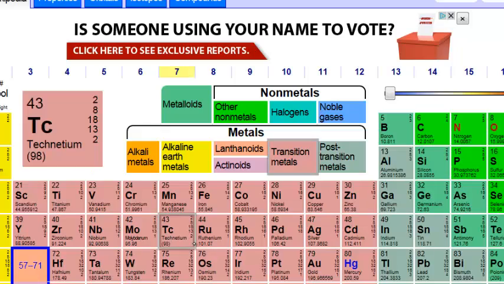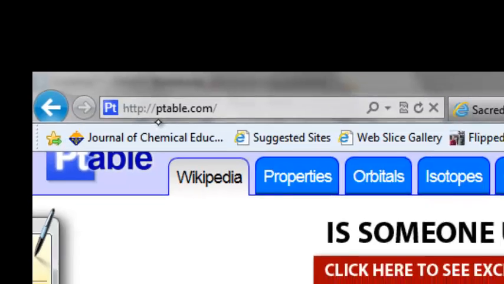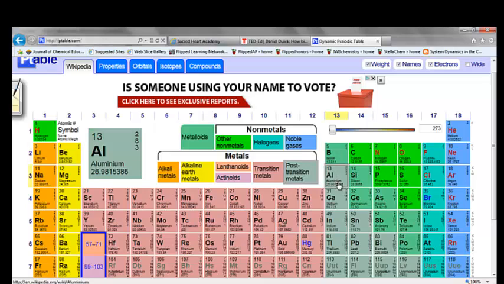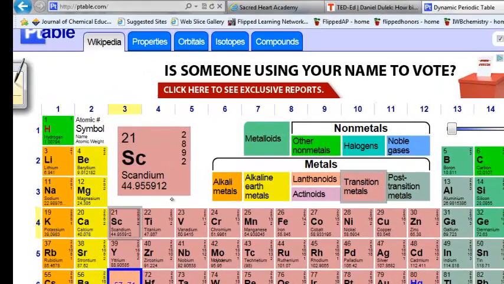Here is a periodic table. If you don't know this site, by the way, it's ptable.com. It's a lovely site for if you need a periodic table. Now, remember, every one of these elements on the periodic table has 2 different numbers. It has the atomic number and it has the mass number.